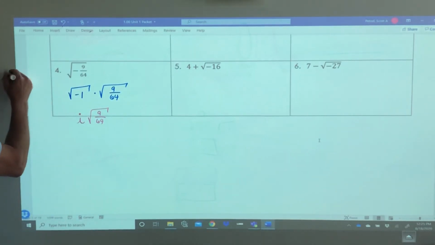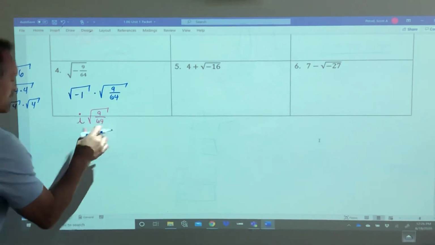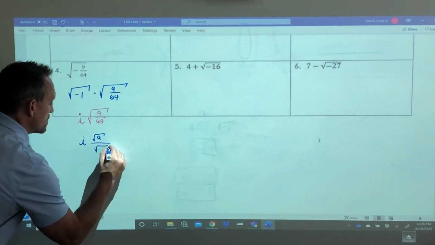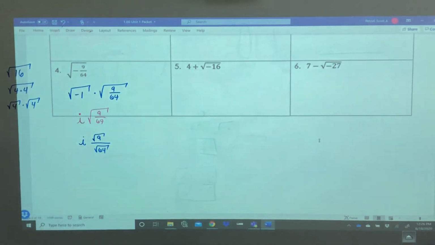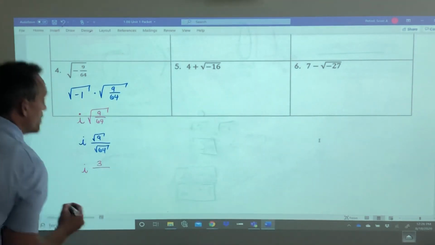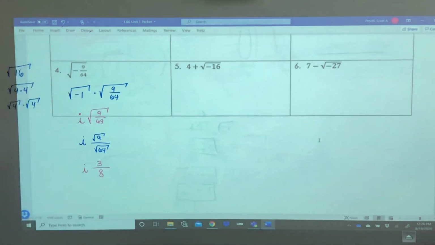Now, the same reason you can do this, you can also do this. You can separate these things. If they're both under the square root, you can separate both of them. With that being said, then we have our I. Square root of 9 is 3. Square root of 64 is 8.